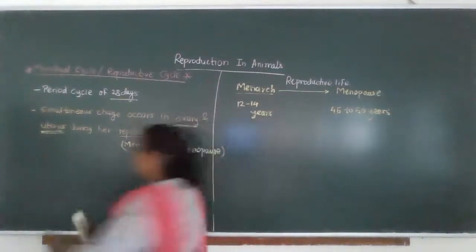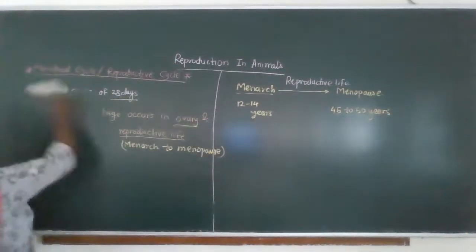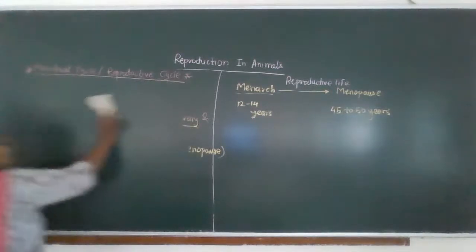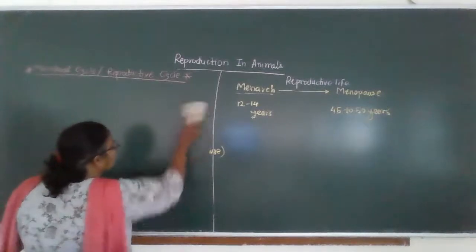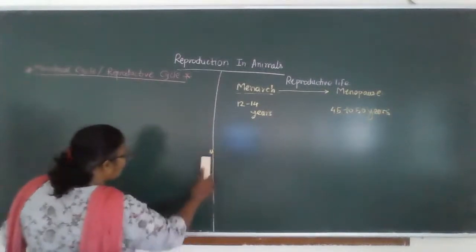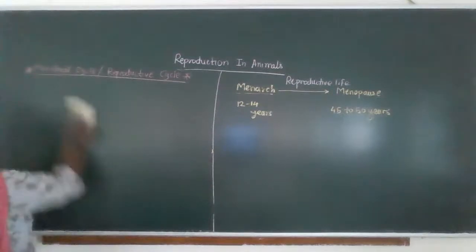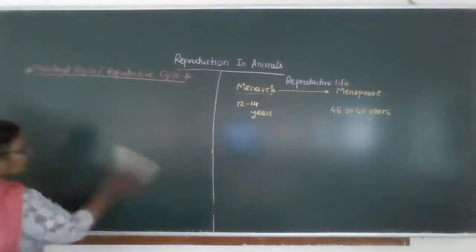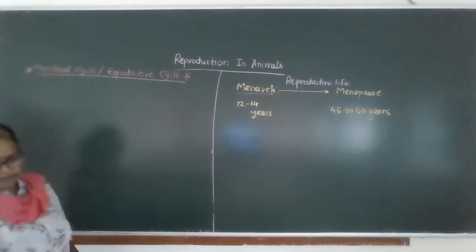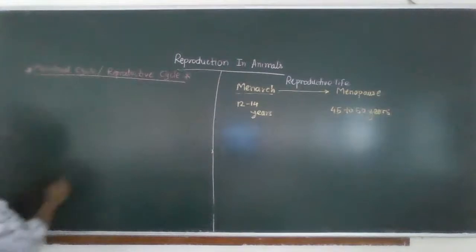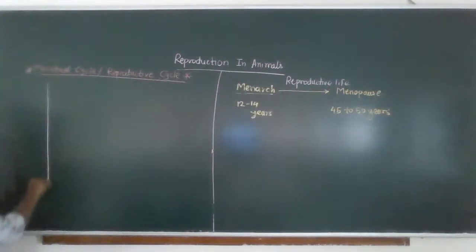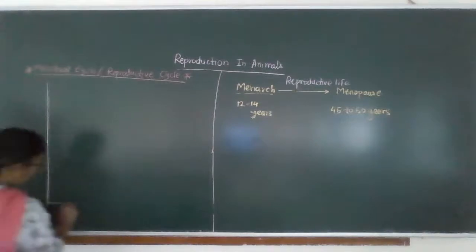The next point is the changes that occur in the ovary as well as the uterine wall. So you have to draw a diagram of the menstrual cycle. Everyone, draw the diagram properly. It requires two axes, X and Y axis. So draw both axes.